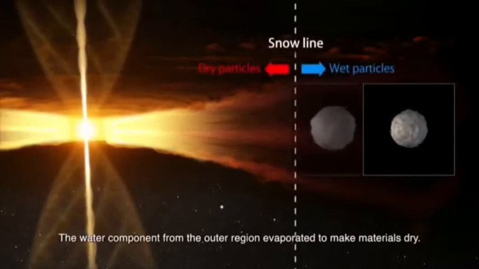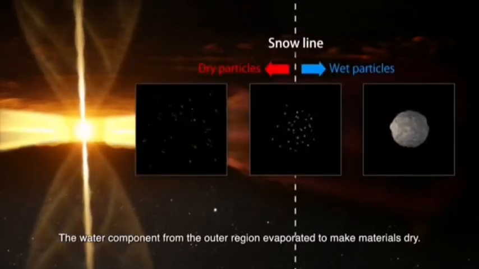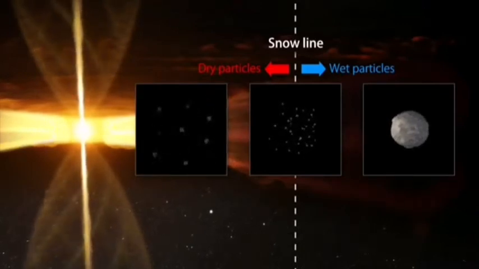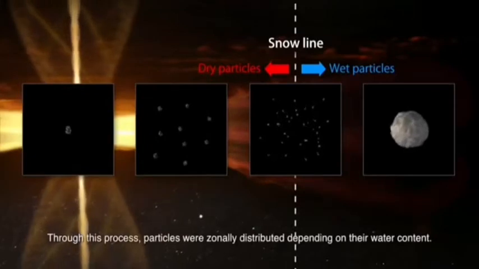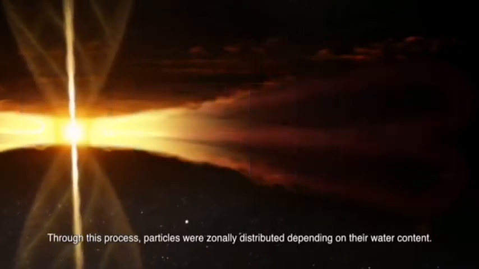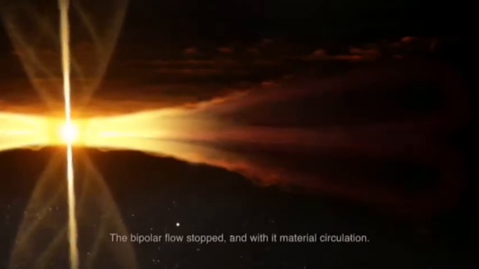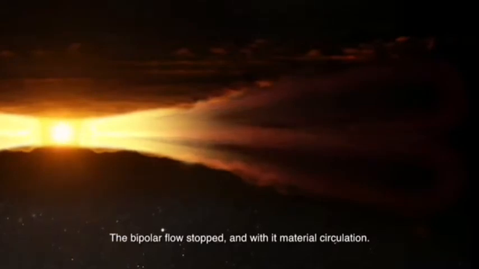The water component from the outer region evaporated to make materials dry. Through this process, particles were zonally distributed depending on their water content. The bipolar flow stopped, and with it material circulation.